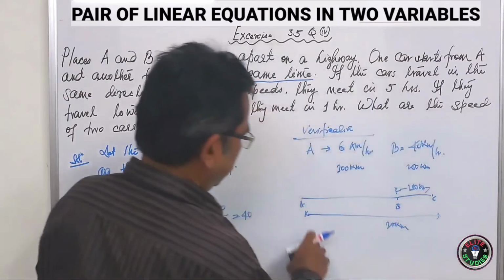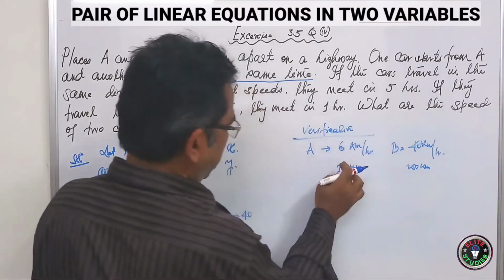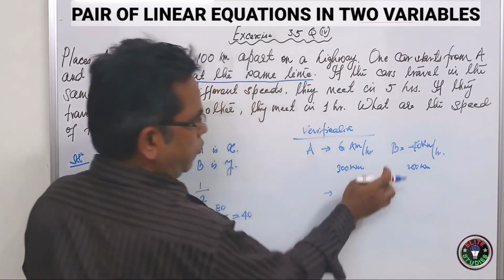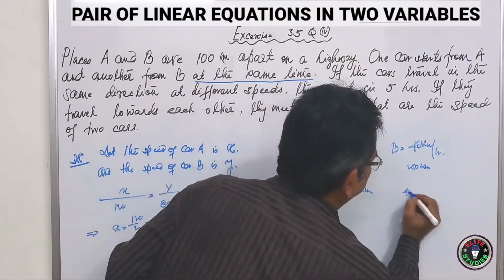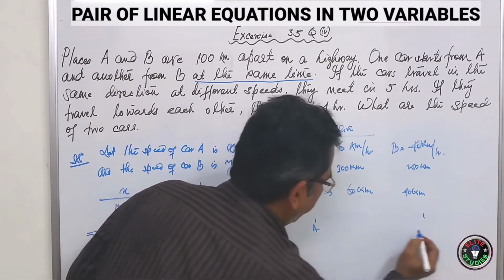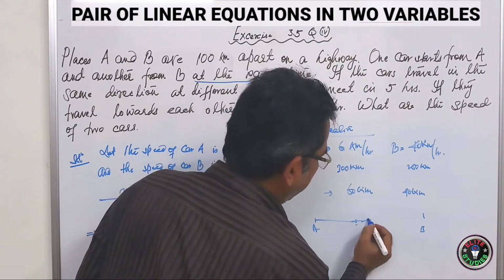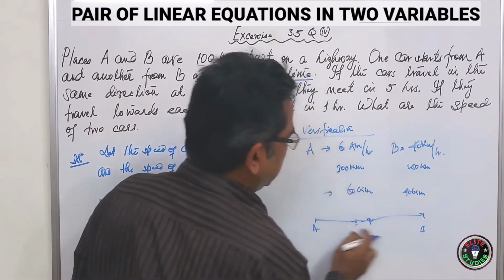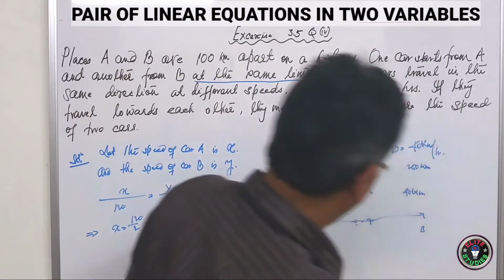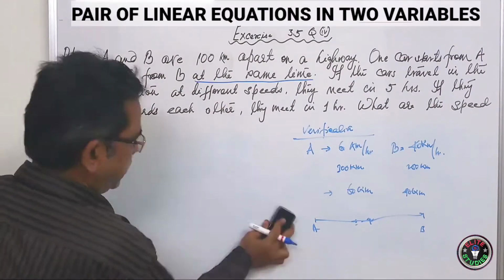Now the second part. In 1 hour, car A will travel 60 kilometer, and in 1 hour B will travel 40 kilometer. And if now they were here, A and B, then A has traveled 60 kilometer and B has traveled 40 kilometer. So you see 60 plus 40 is 100. The distance was initially 100. So this proves that our answer is correct.